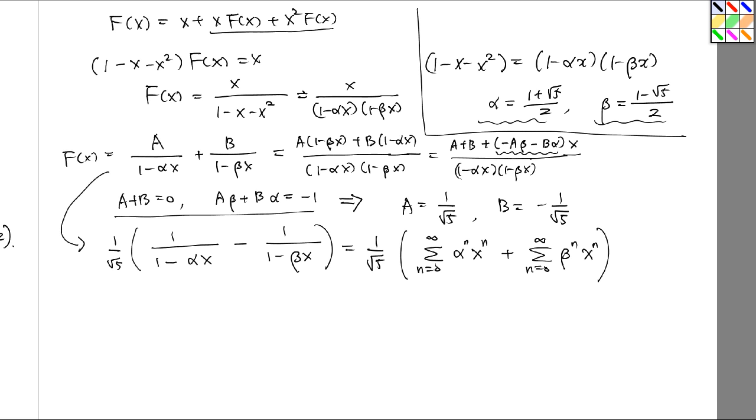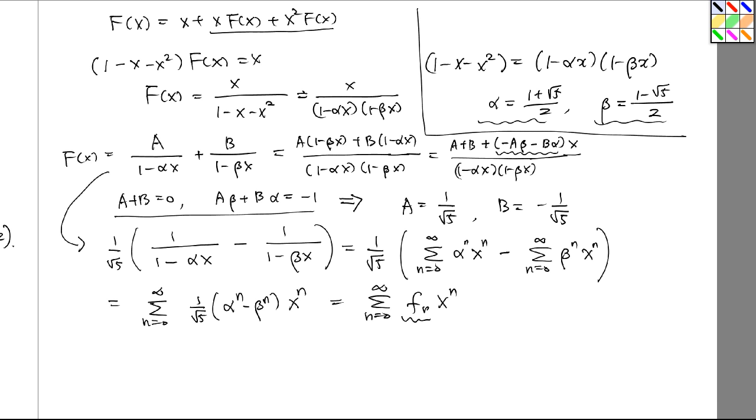Okay, now we can combine this, and we can move this factor 1 over square root of 5 inside. Then what we get is this, alpha to the n minus beta to the n times x to the n. Yes, I think I made a mistake over here. It's going to be minus. So, and we know that this is the generating function for the Fibonacci number. That means f of n must be equal to this.